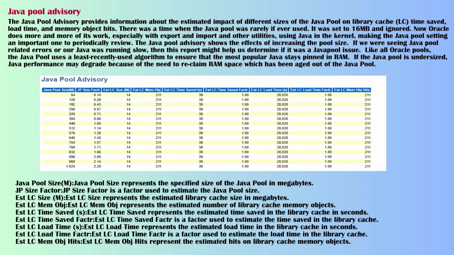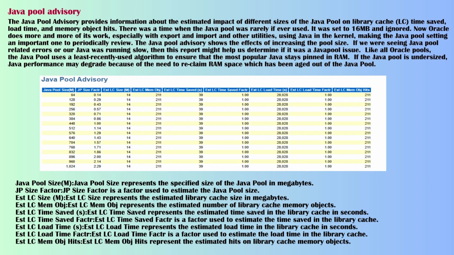Java Pool Advisory. The Java Pool Advisory provides information about the estimated impact of different sizes of the Java pool on library cache, LC, time saved, load time, and memory object hits. There was a time when the Java pool was rarely if ever used. It was set to 16 megabytes and ignored. Now Oracle does more and more of its work, especially with export and import and other utilities, using Java in the kernel, making the Java pool setting an important one to periodically review.